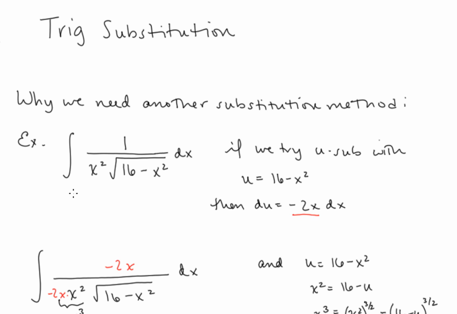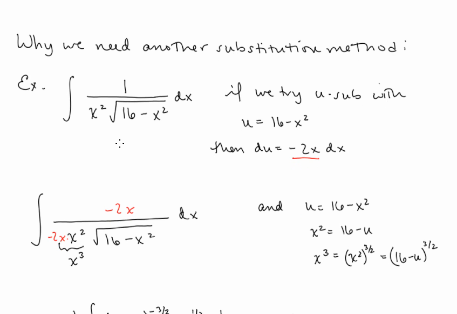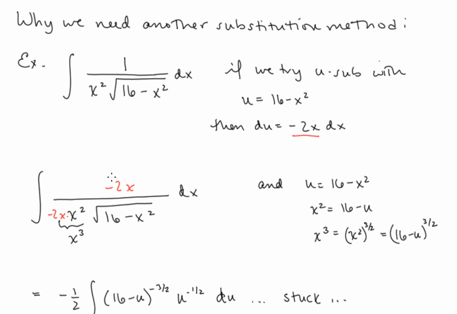If we take a look at an integral like this, 1 over x squared radical 16 minus x squared, we might think to try a u substitution with u equals 16 minus x squared. And then with that, du is negative 2x dx. So we would need a negative 2x up in the numerator here. So let's see if we can manipulate this to work. We put in a negative 2x in the numerator and then also in the denominator to compensate for that.